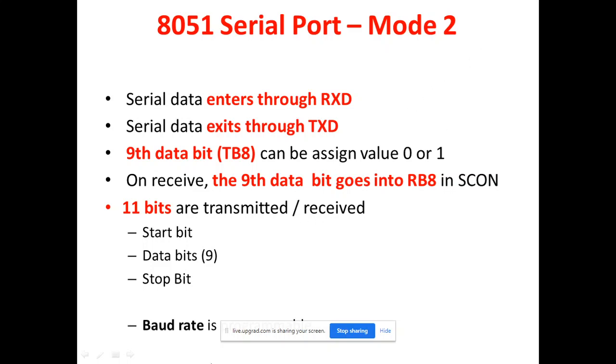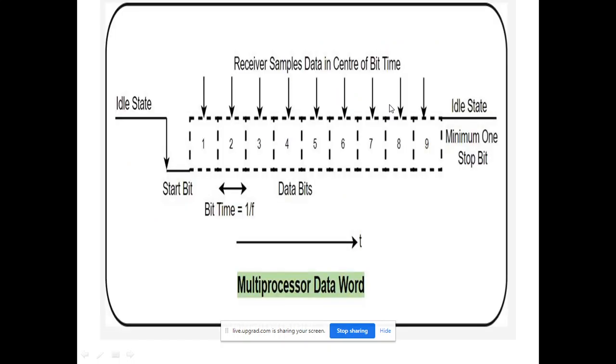And here the baud rate is fixed, that is crystal frequency divided by 32 and divided by 64. In this fashion there are only 2 baud rates provided by mode 2. Then this is the frame structure for mode 2.